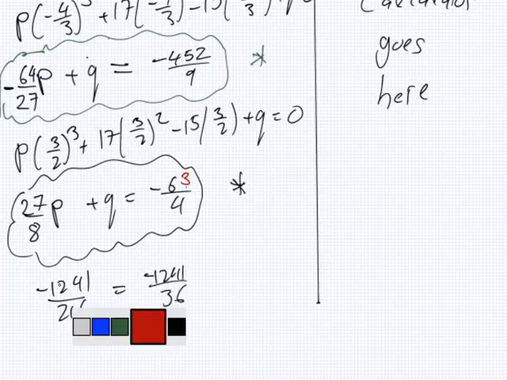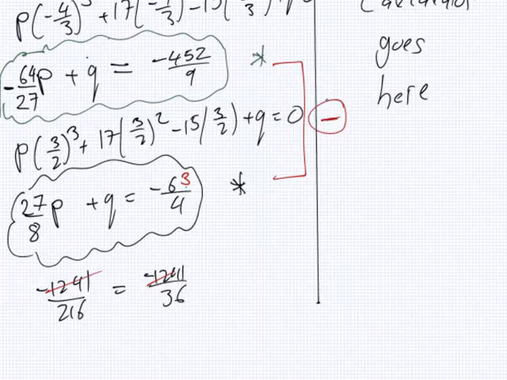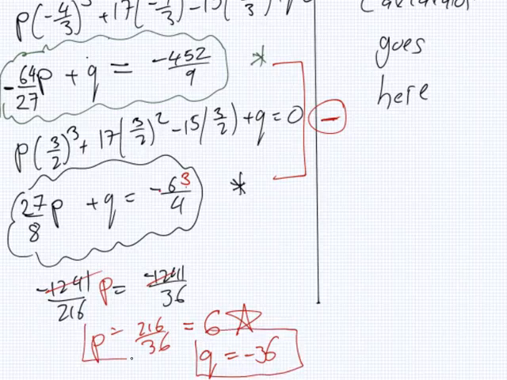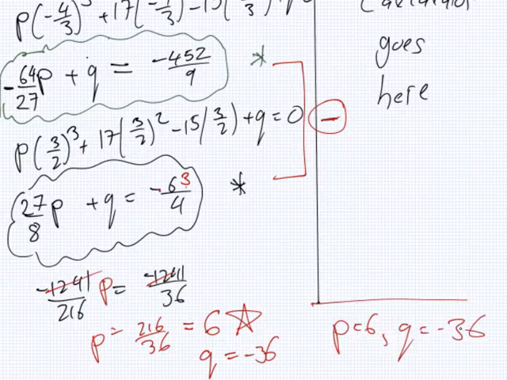So again, why do we put 2 minus? Because I'm subtracting these, so it's minus with a minus. So P is 216 over, that's a 6, isn't it? Yeah. And then I can get the Q, it'll be minus 36 when you put it in. Okay, so that'll be the Q, and then that'll be the P. So P equals 6, Q equals minus 36.